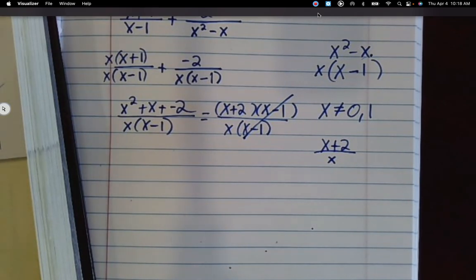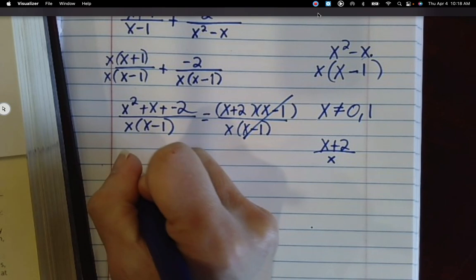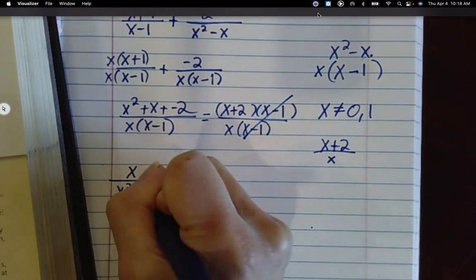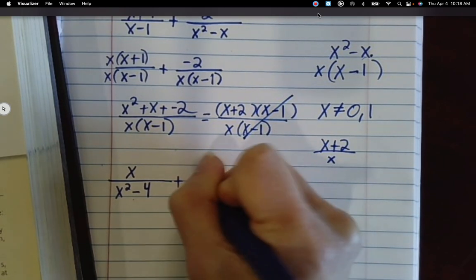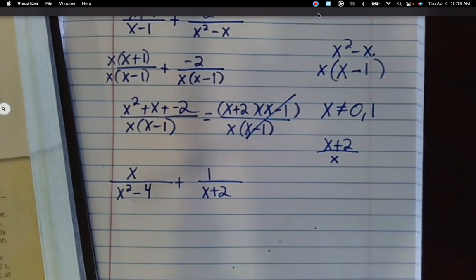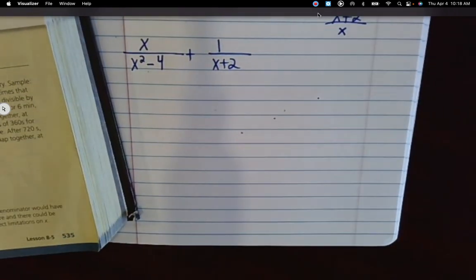I think I like that one. Let's see. I have x over x squared minus 4 plus 1 over x plus 2. I'll let y'all write that down and then we'll go over this one. Let me see how they look on your paper.